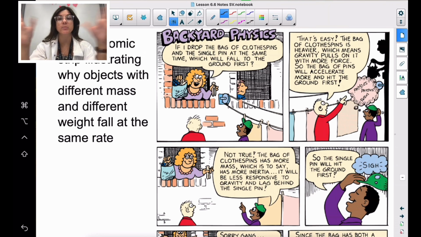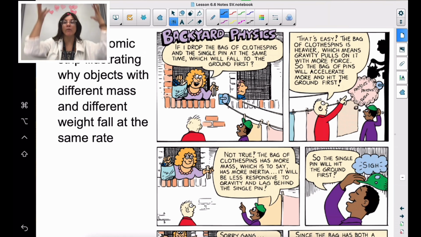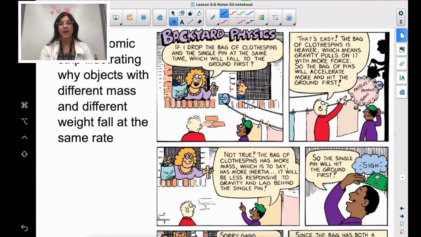The bag of clothespins is heavier, so that means gravity's going to pull on it with more force. So the bag of pins should accelerate more and hit the ground first. So I'm tracking what he's saying, right? More force means it's gonna go faster.